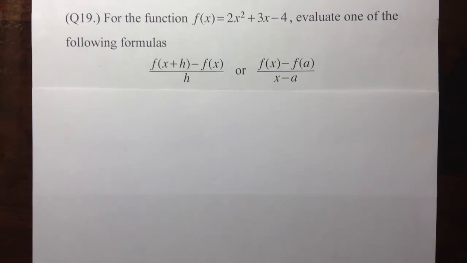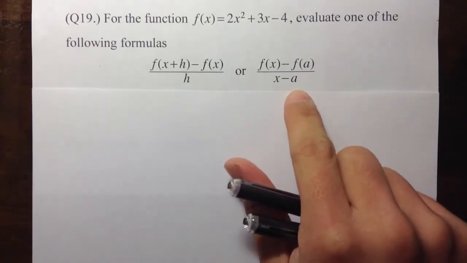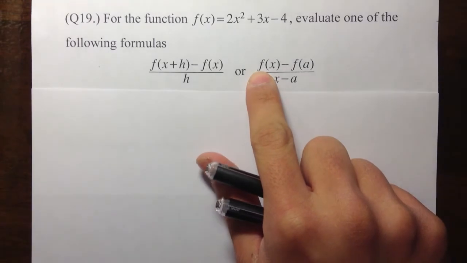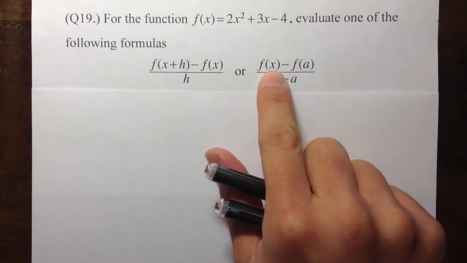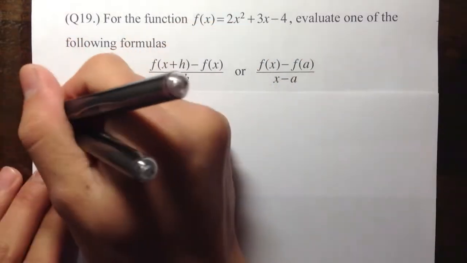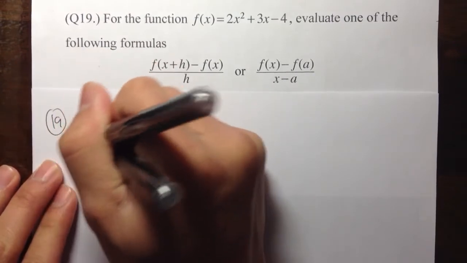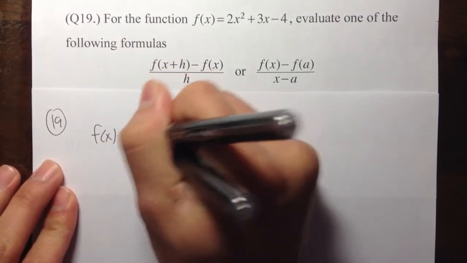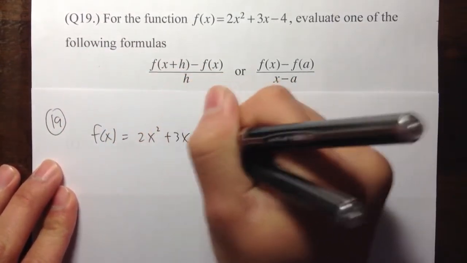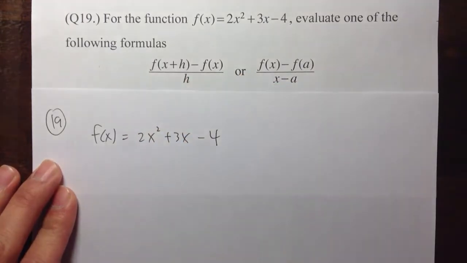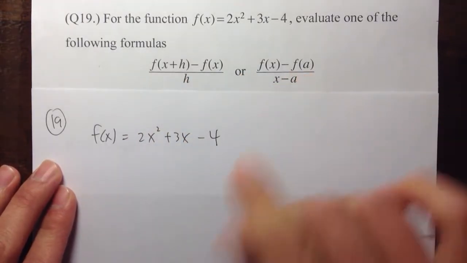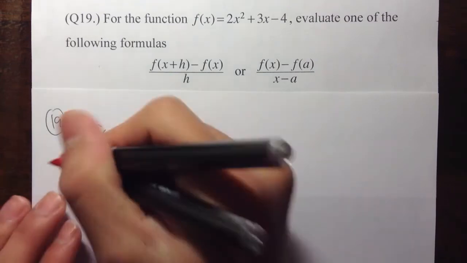Here we are going to do question number 19 with this formula. This formula just requires us to have f of x, which is the same function, so f of x equals 2x squared plus 3x minus 4. We also need to get f of a. And how do we get f of a?